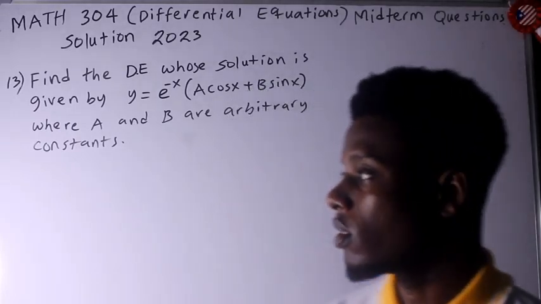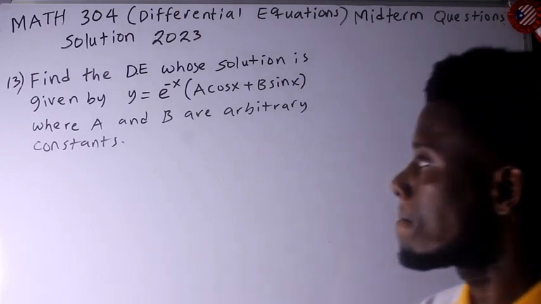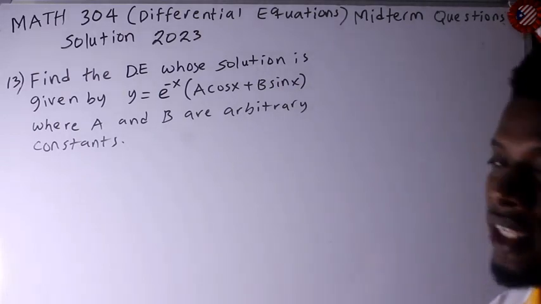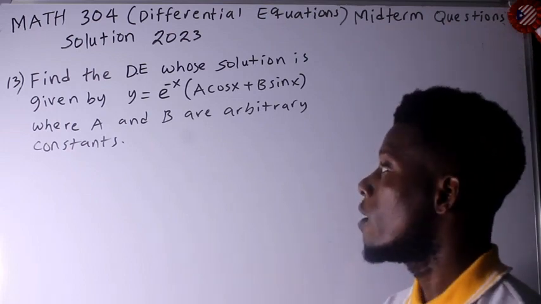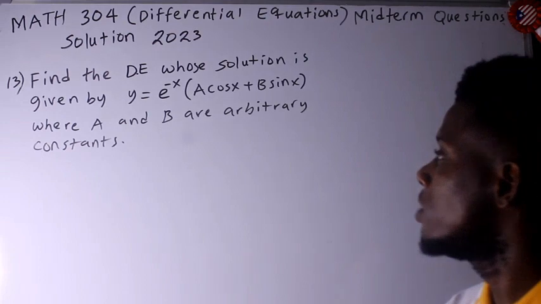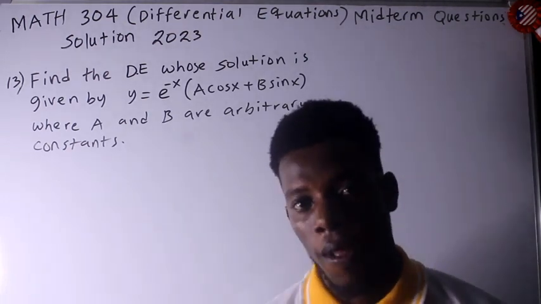So welcome back. Question number 13. We have to find the differential equation whose solution is given by y equals e raised to the power of minus x, parentheses open, a cos x plus b sin x, where a and b are arbitrary constants.